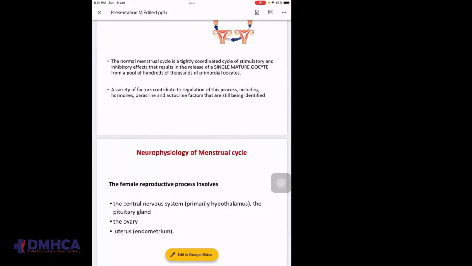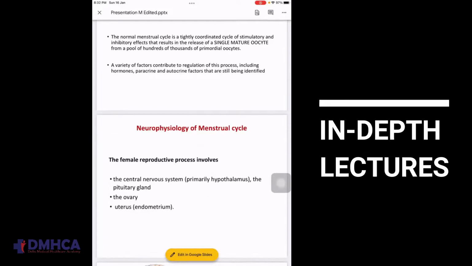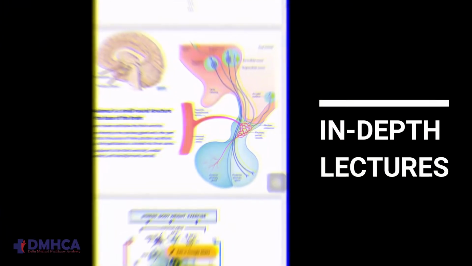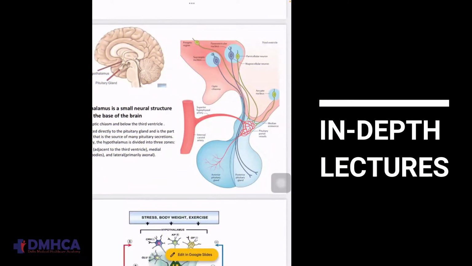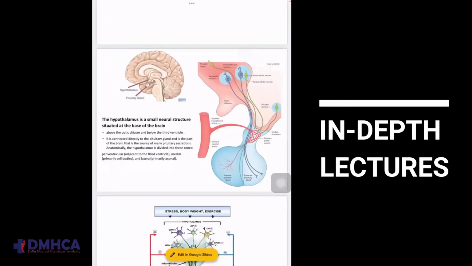So coming to the definition, the normal menstrual cycle is a tightly coordinated cycle of stimulatory and inhibitory effects that results in the release of a single mature oocyte from a pool of hundreds of thousands of primordial oocytes. Follicle is different and oocyte is altogether different. So this HPO axis, hypothalamus, pituitary, and down the lane ovarian axis, regulates all the menstrual cycle. And all the fertility, infertility, the female organ, everything is related to this neural structure.